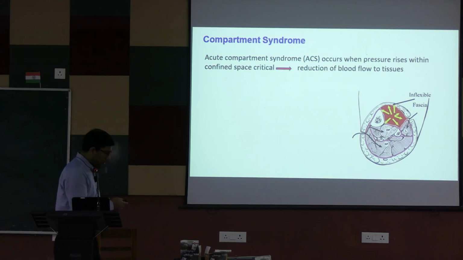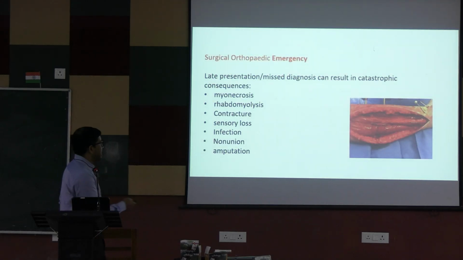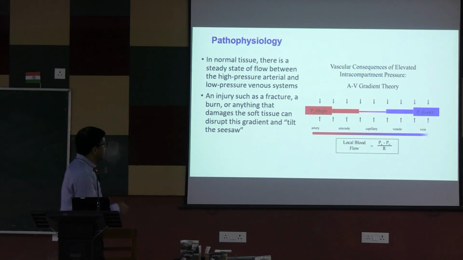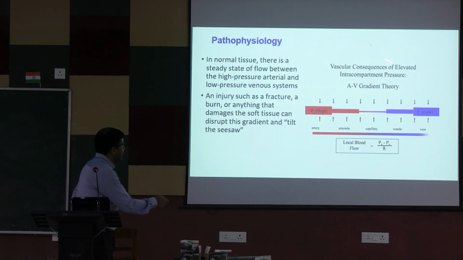So it is an emergency because it can give rise to lots of complications. I will come to this later on. So this is the arterial end, this is the venous end. What happens? There is a flow from arteries to arterioles, capillaries to the venous system. Suppose this is within a leg. So if the compartment pressure rises, there is an AV gradient and blood flow from this area.